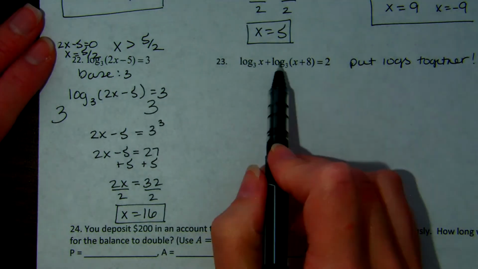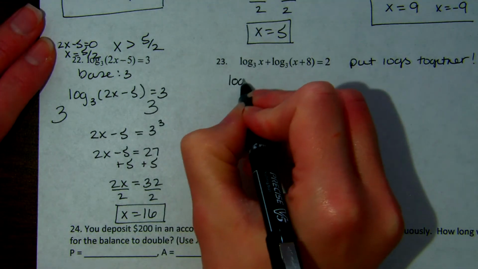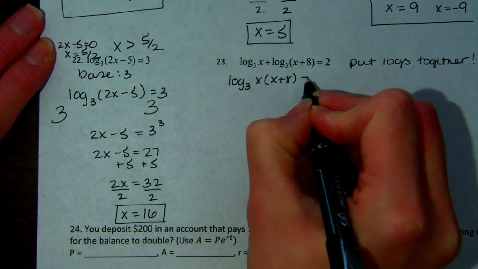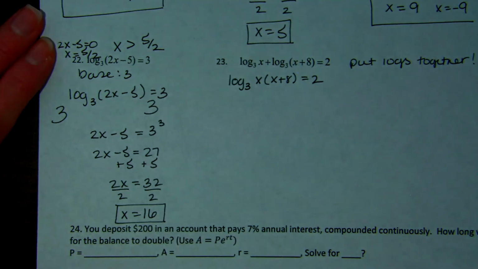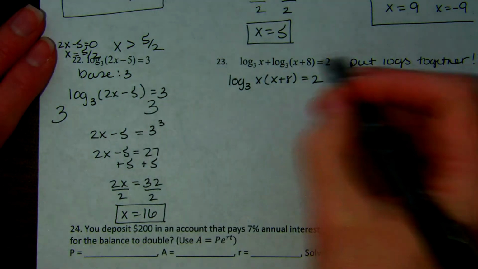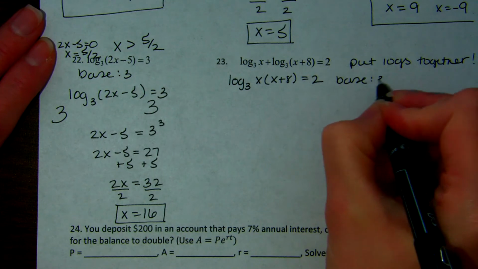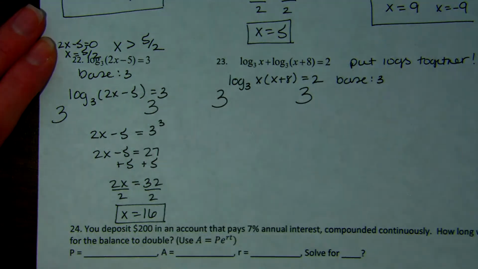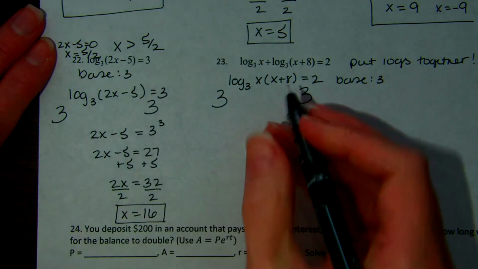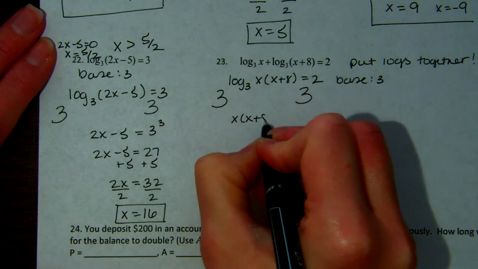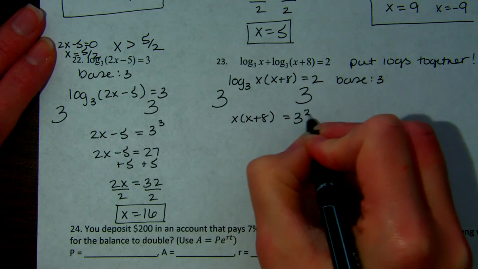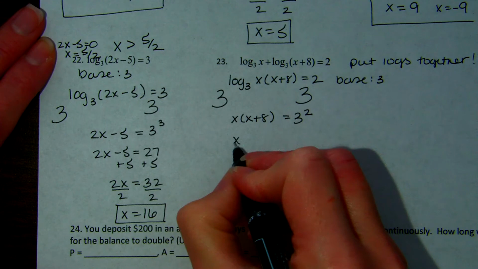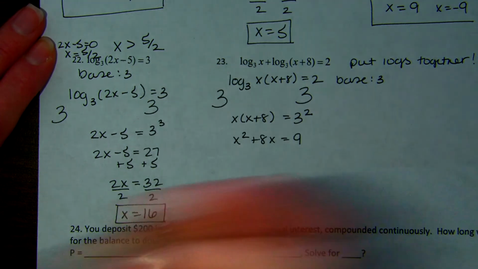Okay, so remember, if we're adding logs, that means you multiply what's inside the log. So we're going to multiply what's inside the log. All right, and then we've got a base here of 3. So when I make that log an exponent, I'm going to do that on a base of 3. So you get x times x plus 8 is equal to 3 squared. And that's x squared plus 8x is equal to 9.